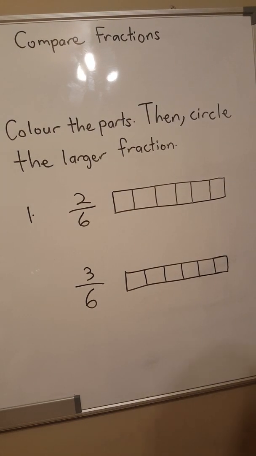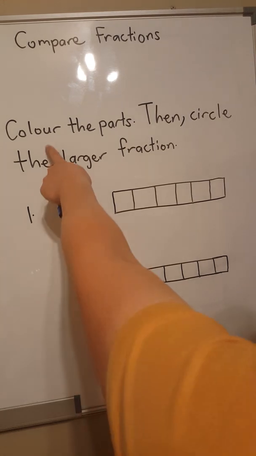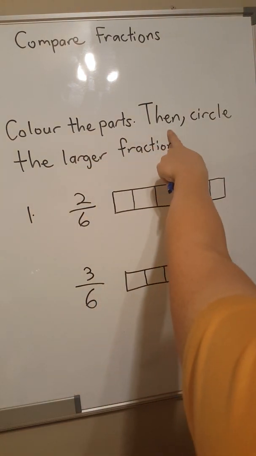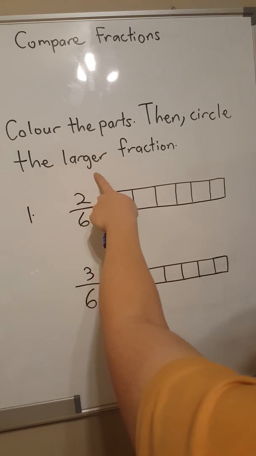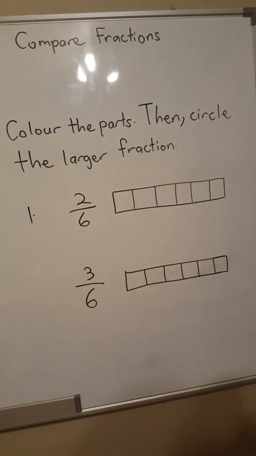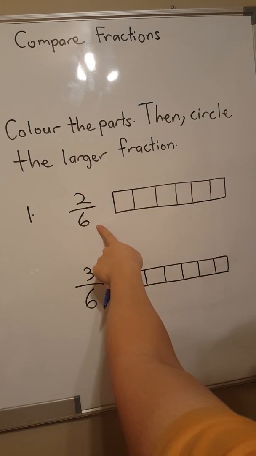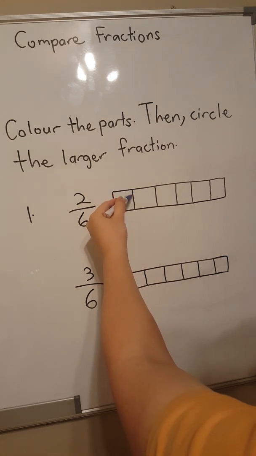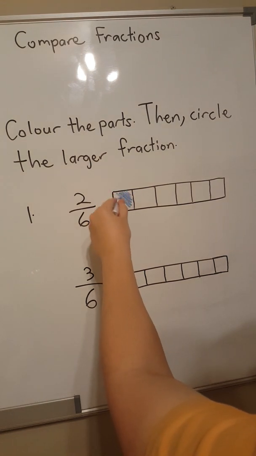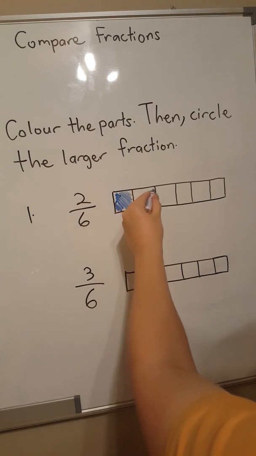In this lesson, we are going to learn how to compare fractions. We are going to color the parts, then circle the larger fraction. So, for 2 over 6, we simply need to color 1, 2.